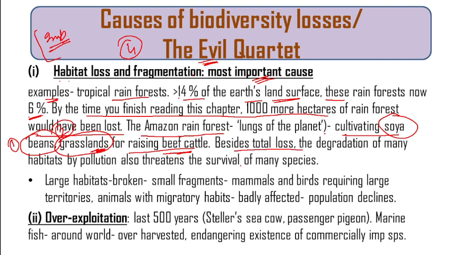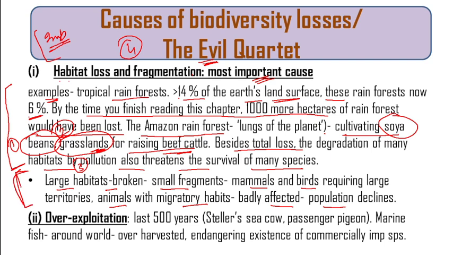Besides total loss, the degradation of many habitats by pollution also threatens the survival of many species. So this is the third cause. Large habitats are broken into small fragments. The mammals and birds which require large territories, and the animals which have migratory habits, are badly affected and their population declines. Okay, so if you're asked about habitat loss, you are going to talk about this. If you're asked about fragmentation, you are going to talk about this particular point.